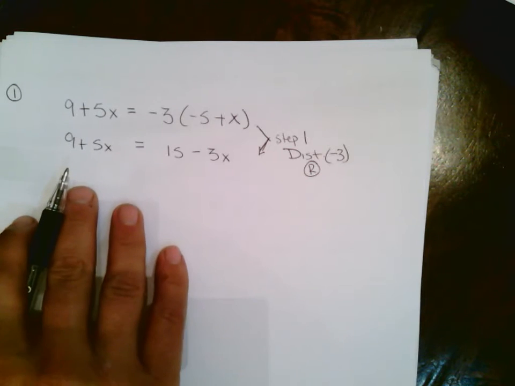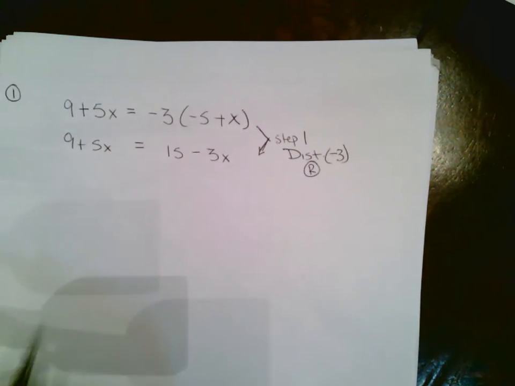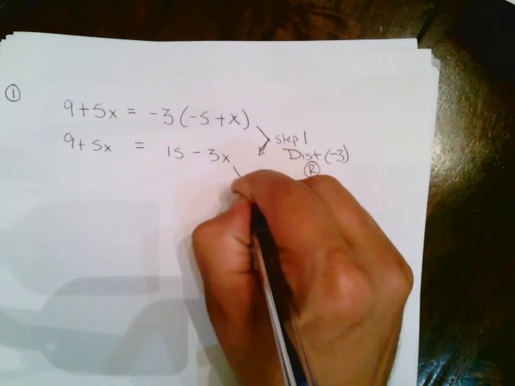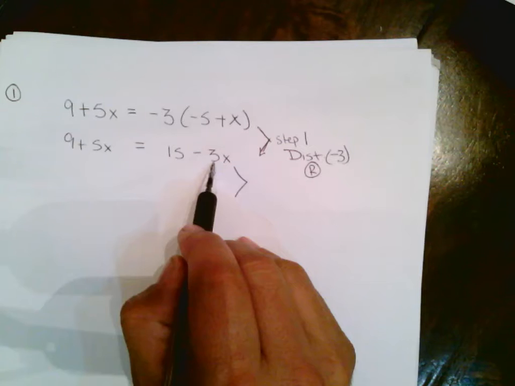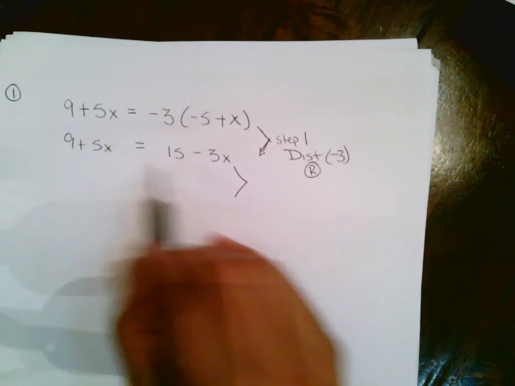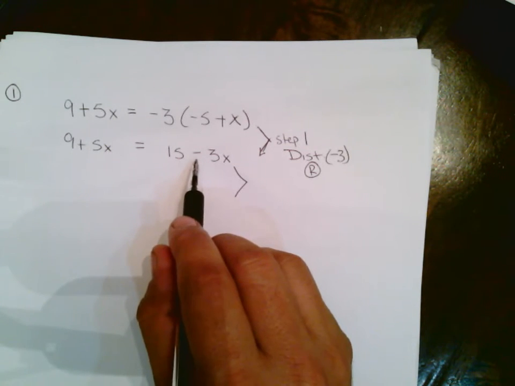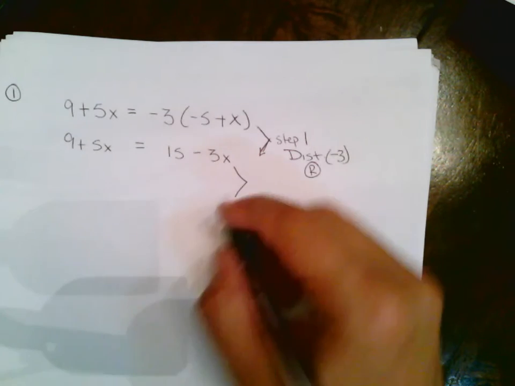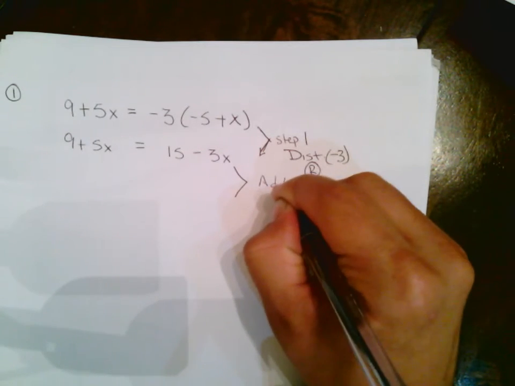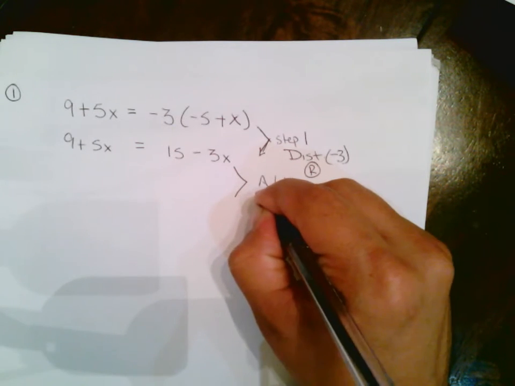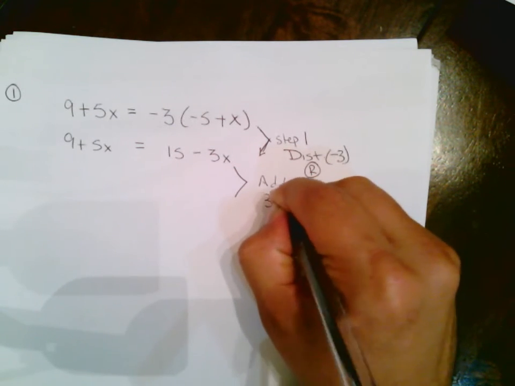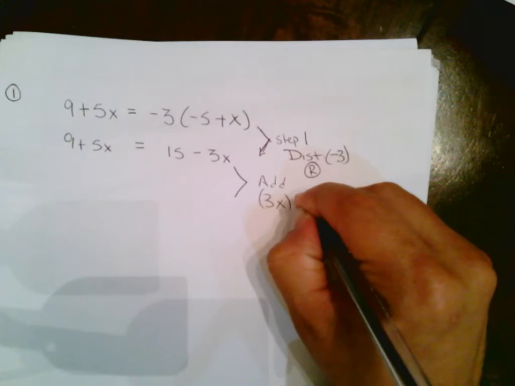Moving on to the next step. I want to move all of my variables to one side. In this case, I'm going to move that negative 3x to the left side. So I'm going to remove this by adding the opposite. This is a negative 3, so I'm going to add a positive 3x to both sides. Add 3x, that's positive on both sides.